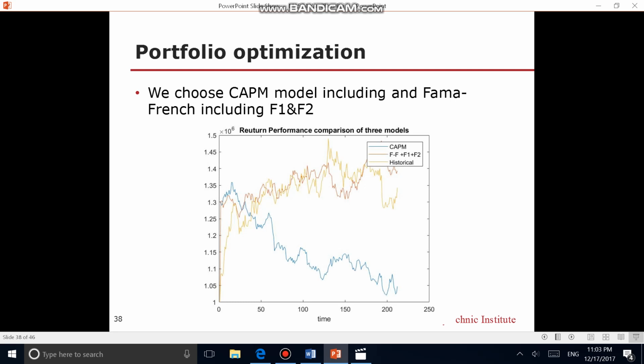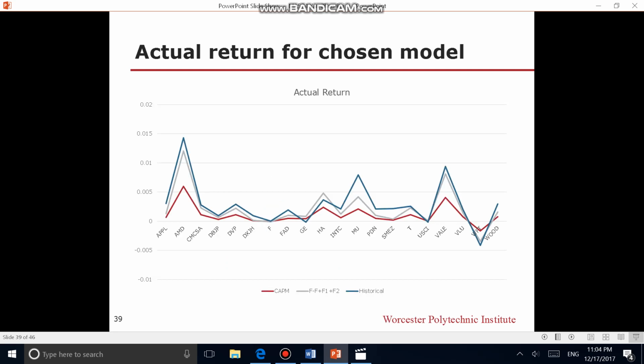And here we choose 2 models. One is the CAPM model and one is Fama-French, to compare with the historical return. We can see that the historical return is the highest one, and the CAPM is the lowest one, while FF plus F1 and F2 is in the middle of these 2. Here in the plot, we use the annualized return to analyze. And we can see that FF plus F1 and F2 is similar to historical data. That means our F1 and F2 are good predictors.